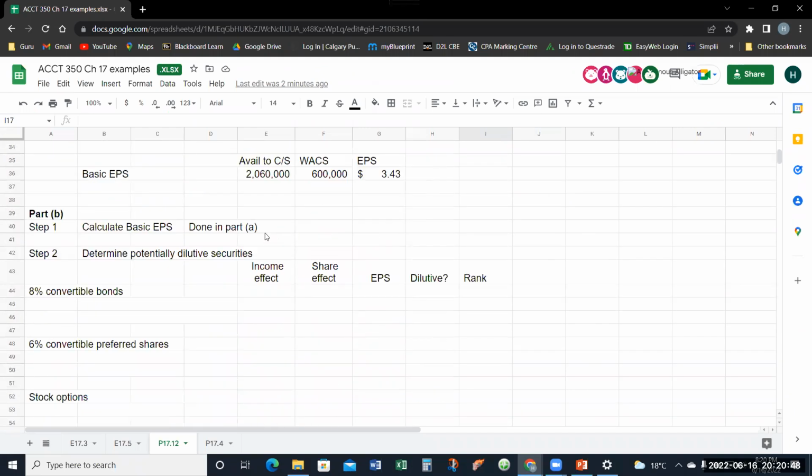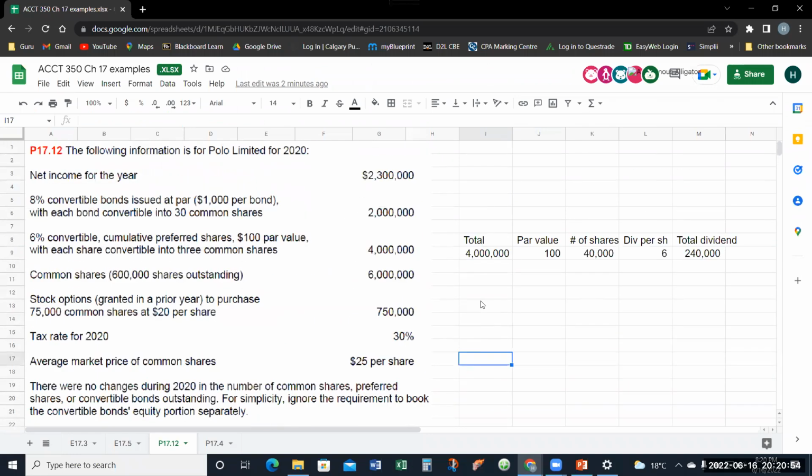Okay, so once you've done step 1, step 2 is to determine the potentially dilutive securities. If I just go through the laundry list, it starts out with the convertible bonds. If you have convertible bonds, you have to take them into consideration. So what about the convertible bonds here? These are 8%, so 8% is the interest rate on the bonds. The face value lets you calculate the interest pretty easily.